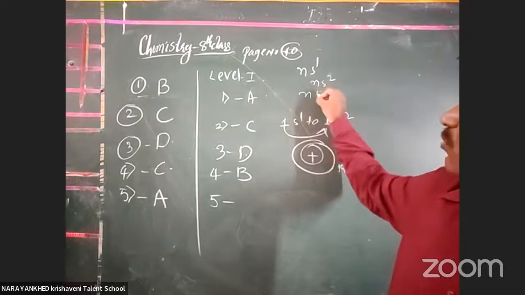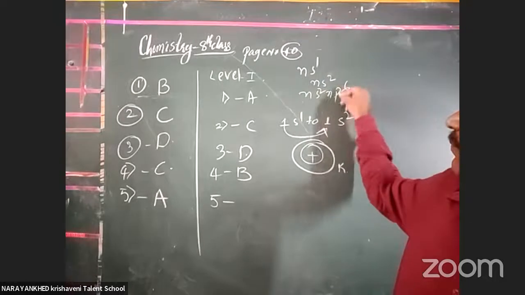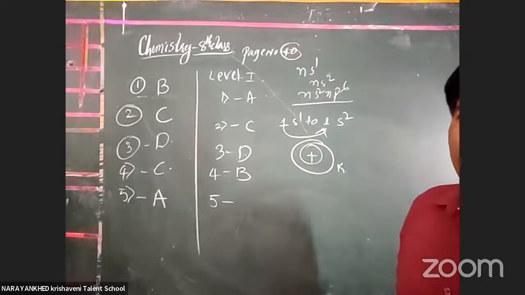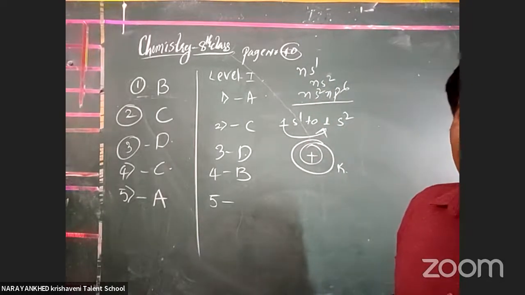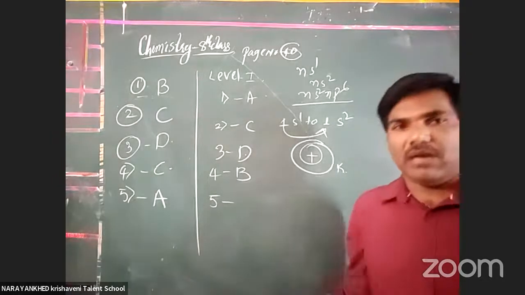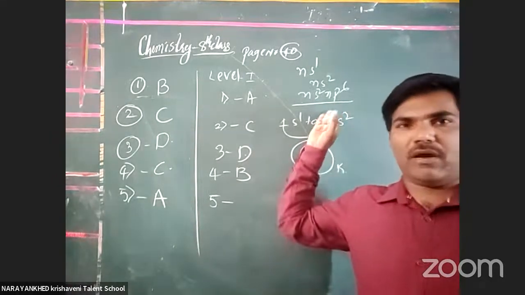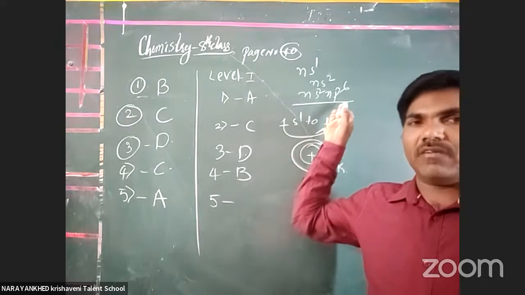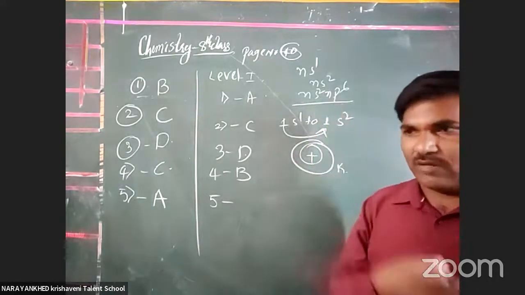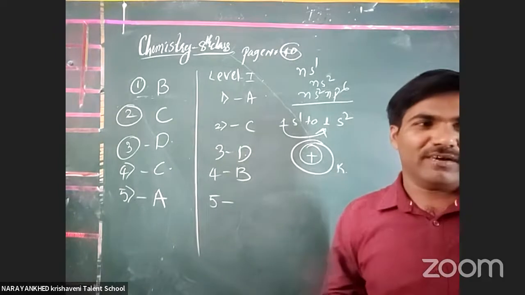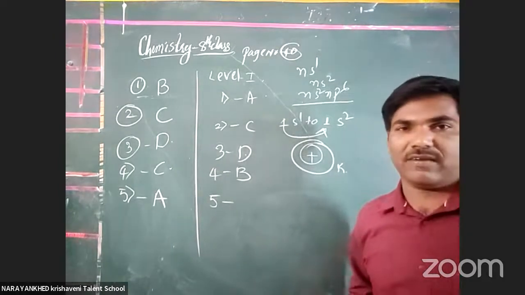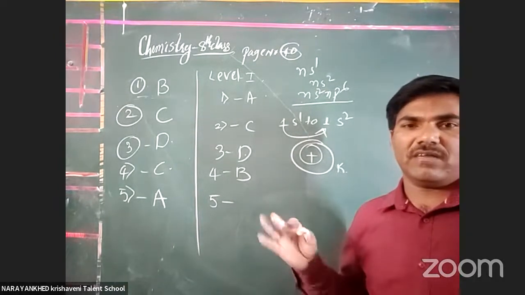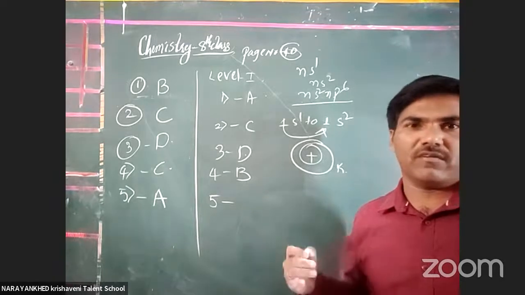Suppose you take ns2 np6. Which group is it? Zero group elements, the 18th group. Got it or not? That is why they may ask such questions, but it is not correct. Whatever the question is, it will not be judged by us; whatever is given is not suitable to give an answer for.